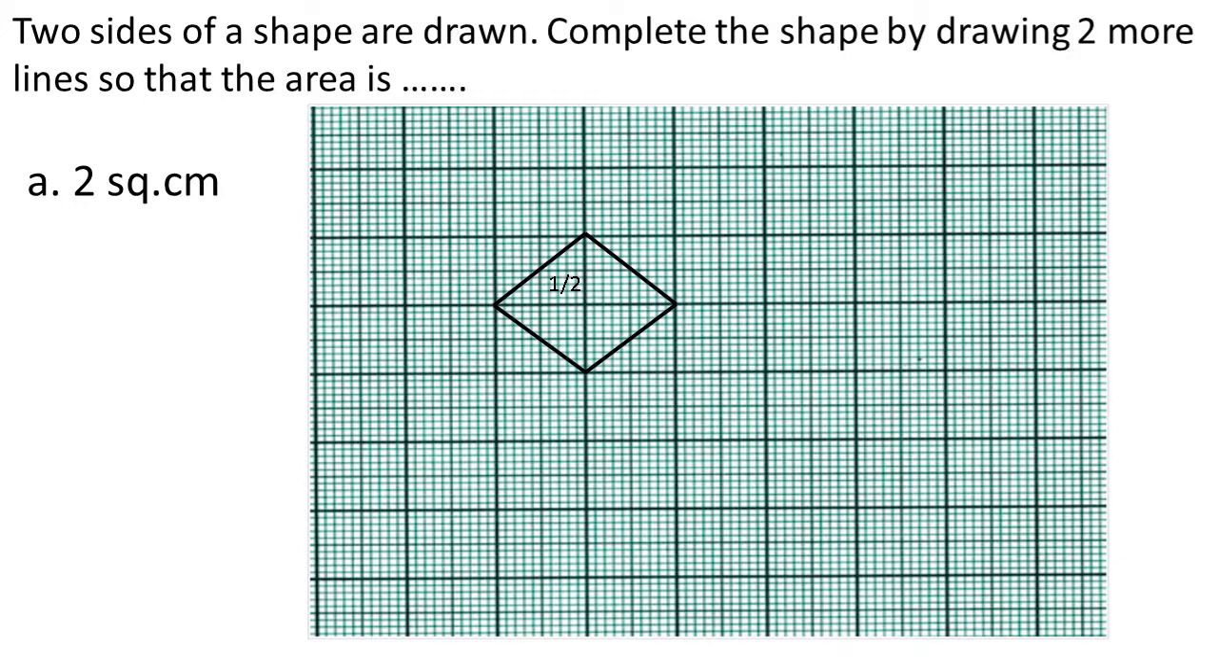See, this part is half part, then next part is half part, the next part is again half one, and then next part is also half. So all these four halves together become 2 square centimeter. Okay, half plus half plus half plus half is equal to 2 square centimeter. So we got the area of the shape by drawing two more lines. So let us move to the next slide now.